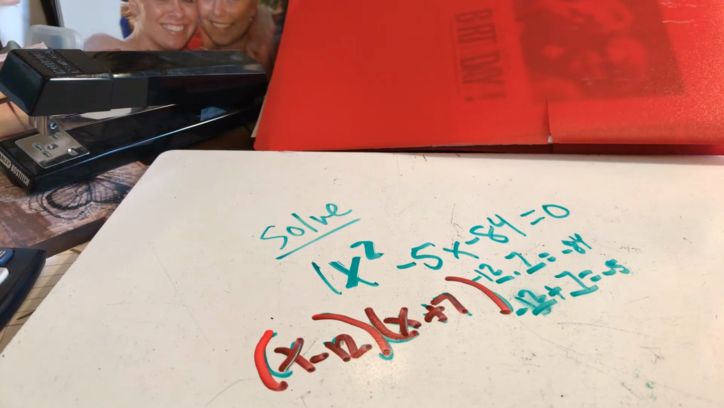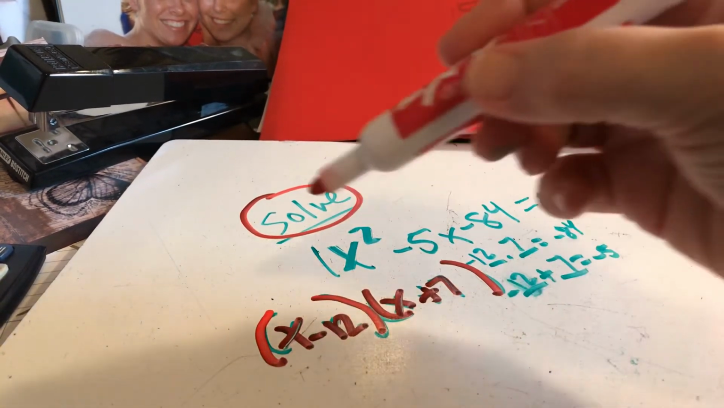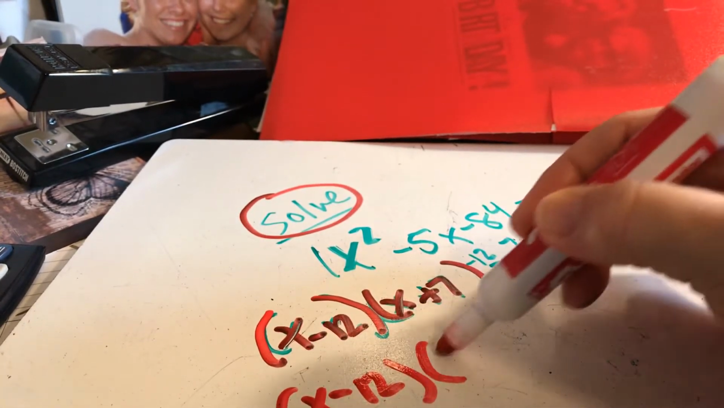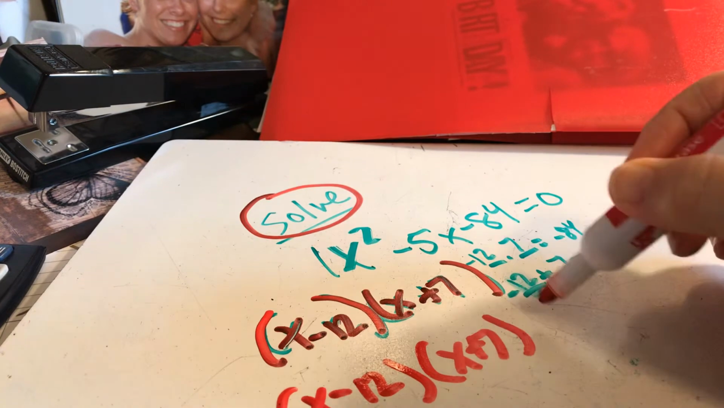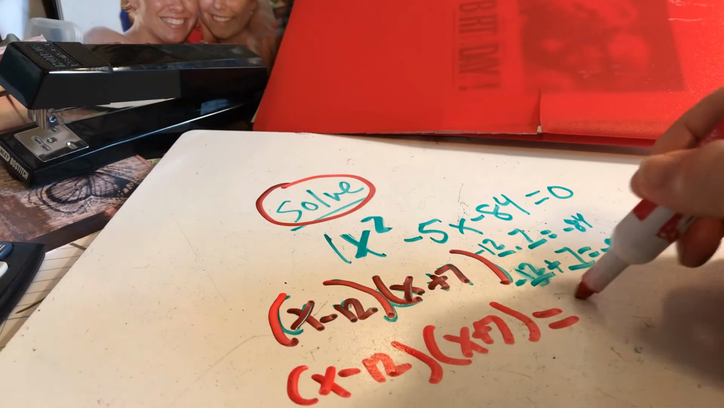X minus 12 is one factor, x plus 7 is the other factor. However, they're not asking us to factor, they're asking us to solve. It's kind of what I just did on the last problem, but x minus 12, x plus 7. What would the x values in these two factors have to be in order to get a product of 0?